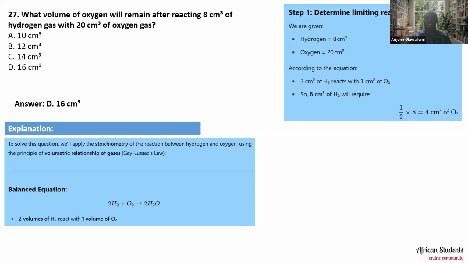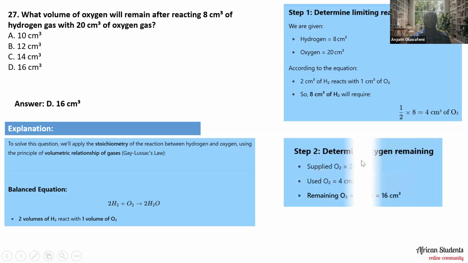So if that is the case, we'll now look at what is being supplied. Oxygen supply is 20 cm³. Therefore, used oxygen is 4 cm³ because that was what was used up. Therefore, the remaining oxygen will be 20 minus 4, which will be equal to 16 cm³. And that's what the remaining oxygen is.